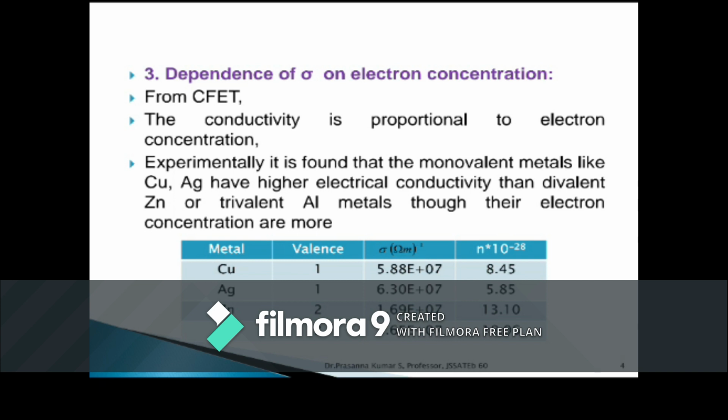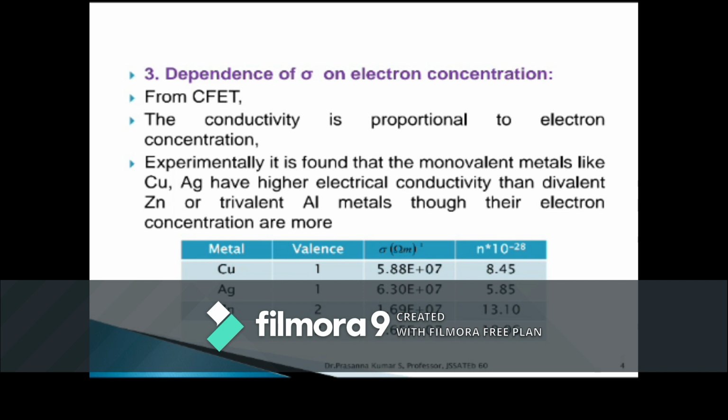But look at the conductivity. Conductivity of copper is 5.88 into 10 to the power 7. And if you look at aluminum, it is 3.65. See, here the conductivity is not proportional to the charge concentration. The monovalent metal has less charge concentration, but the conductivity is large. Aluminum is trivalent, the charge concentration is more, but the conductivity is less. These are the experimentally observed values.